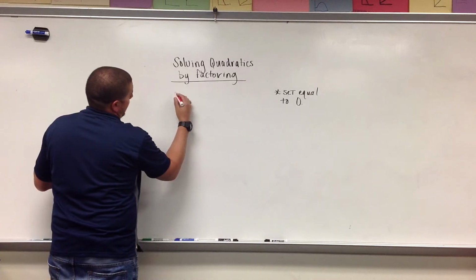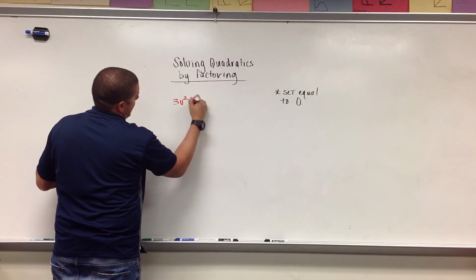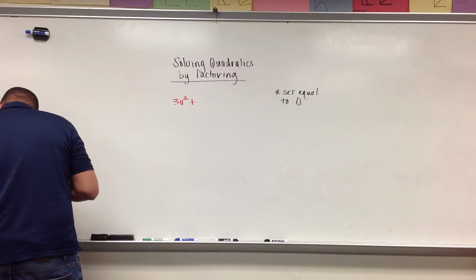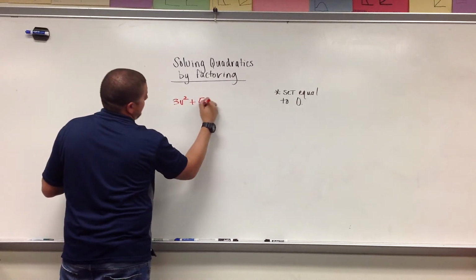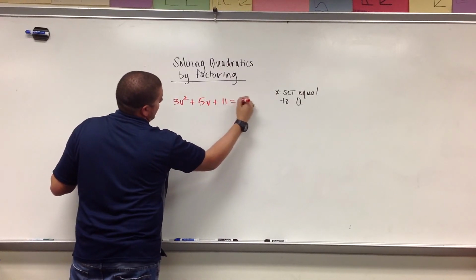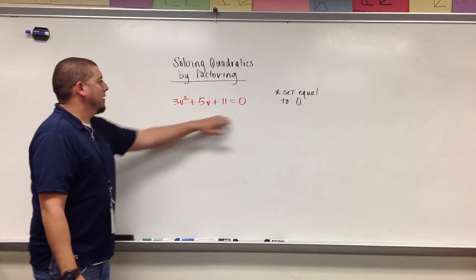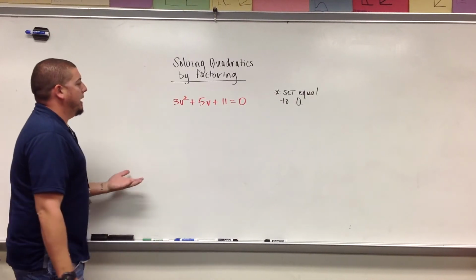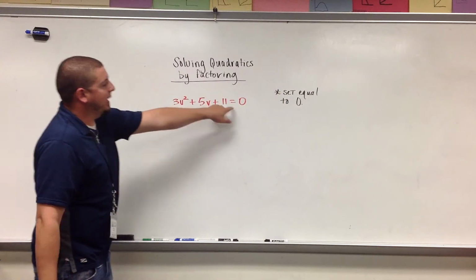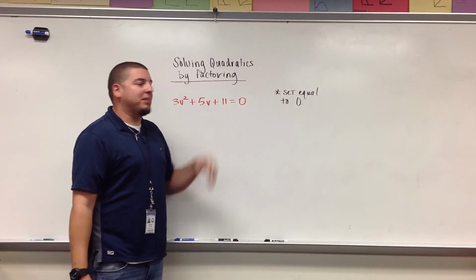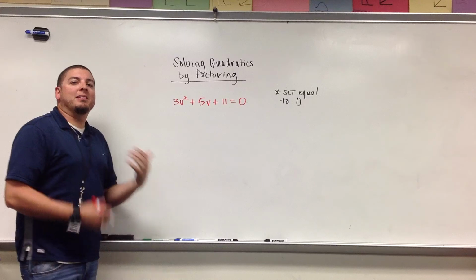So 3v squared plus 5v plus 11 equals 0. Okay? So as we look here, first thing we want to do is make sure it's set equal to 0, which it is. It's always got to be set equal to 0. Now I want to go into my steps of factoring.